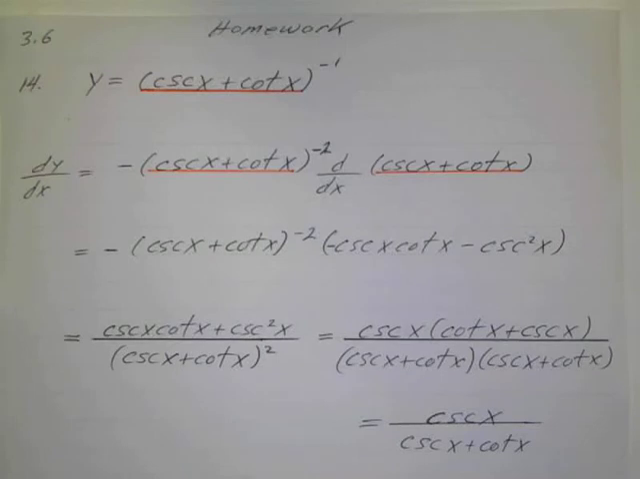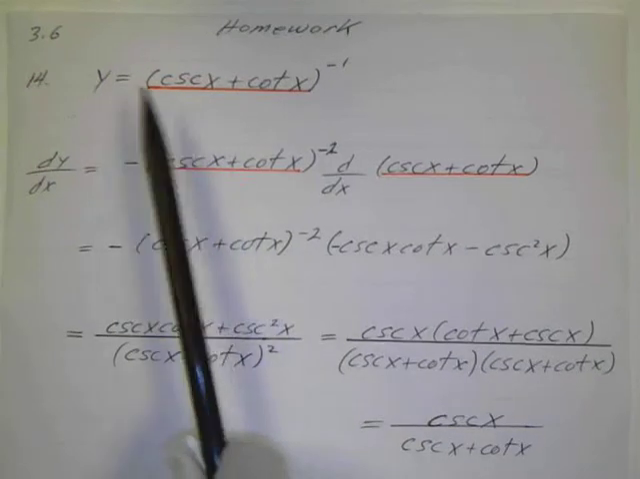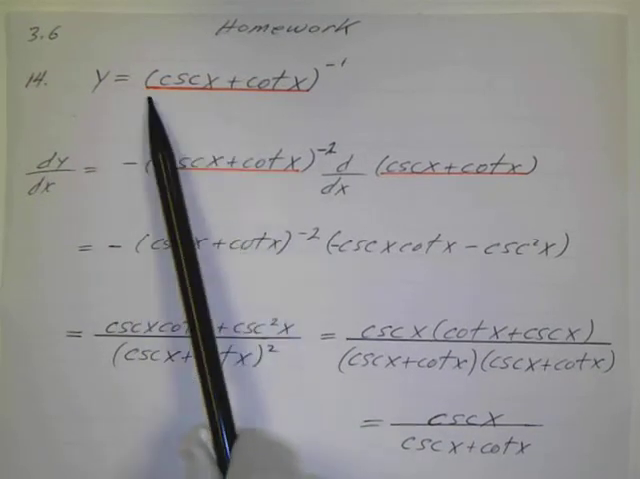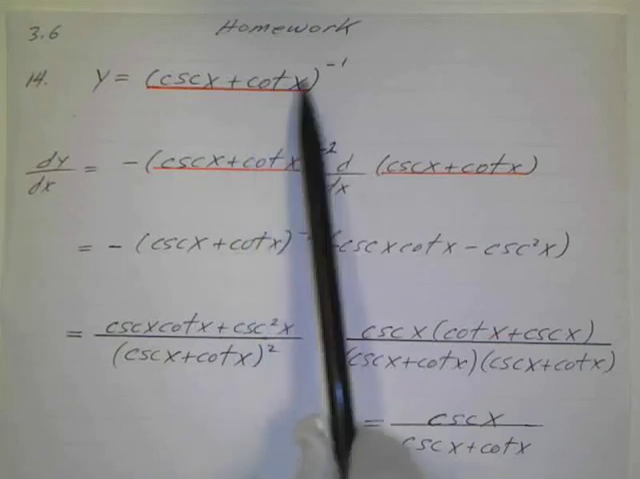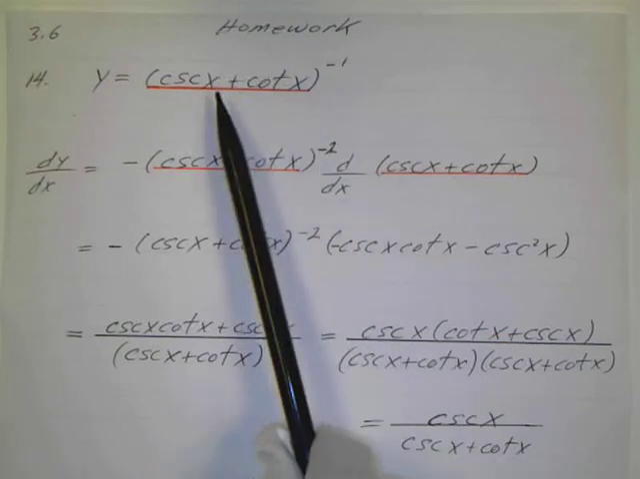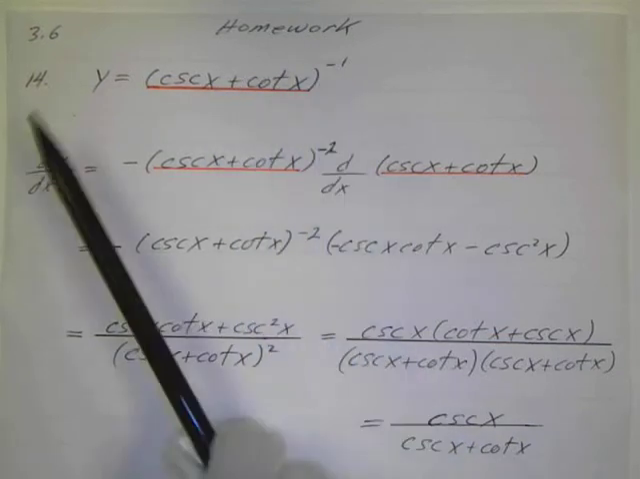Okay, section 3.6, some more problems, and these are, again, applications of the chain rule. And number 14. What we have here is this function y equals cosecant x plus the cotangent of x to the negative 1 power. So this is like u to the n.